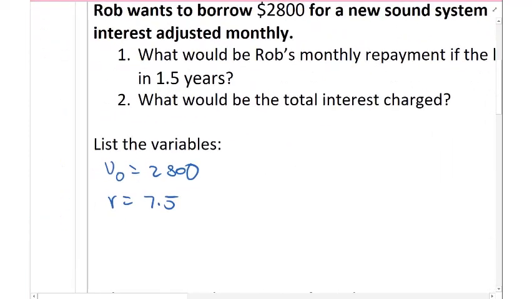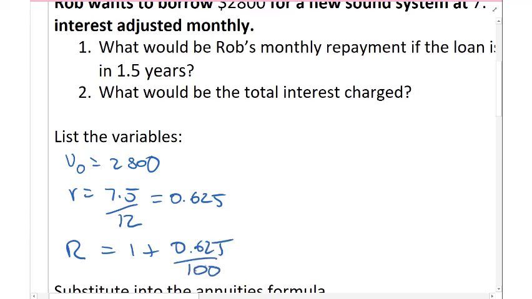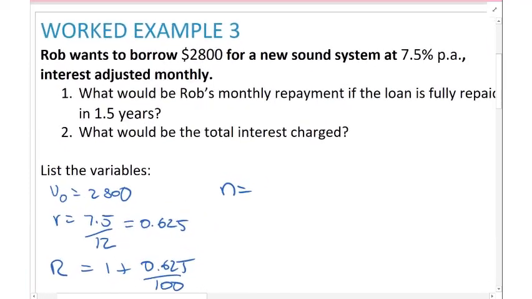Is there any other things here? It's per annum, but interest adjusted monthly, so divide by 12. And that becomes 0.625. All right, so that means our R, our big R, is 1 plus 0.625 over 100, and you can calculate that out. What else we've got here is N, our number of repayments. It's adjusted monthly, so it's every month, and it's for 1.5 years. So we're going to have 18 repayments.